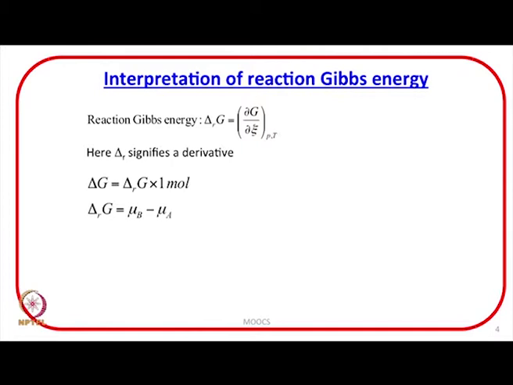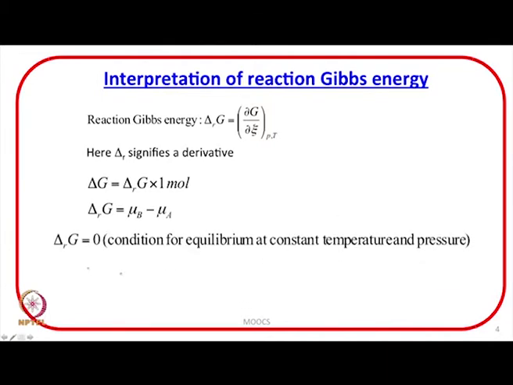And we have also discussed that the reaction Gibbs energy, this slope over here, is equal to the difference in the chemical potential of B and A. And when delta Rg is equal to 0, when the chemical potentials are equivalent, then this is a condition for equilibrium. This is a condition for equilibrium at constant temperature and pressure.